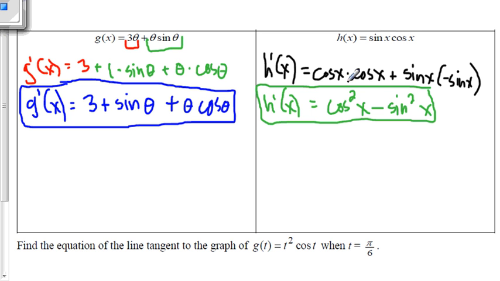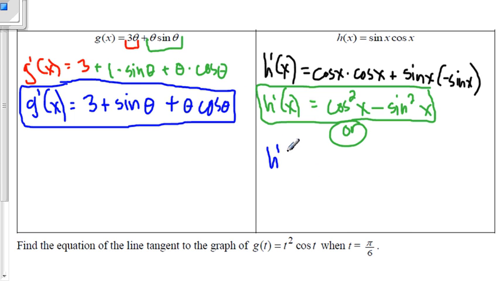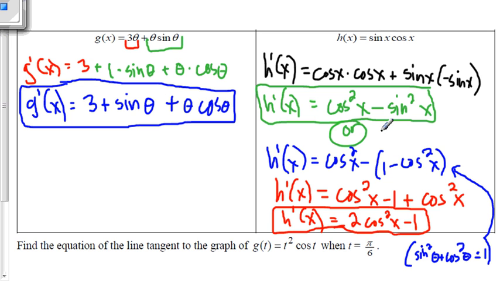Okay, the second one, we get cosine squared x minus sine squared x. And I know some of you quickly thought, oh, maybe that's 1. Nope, that's sine squared plus cosine squared. This is not that. And there's another way we could write this. I know sine squared x is equivalent to 1 minus cosine squared x, and I'm going to simplify this. Again, that second way is based on the fact that sine squared equals 1 minus cosine squared, and so the derivative could also be written as 2 cosine squared x minus 1. Those give you the same thing.